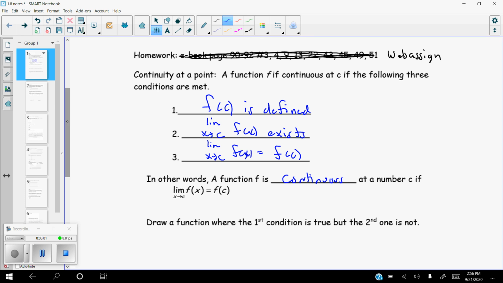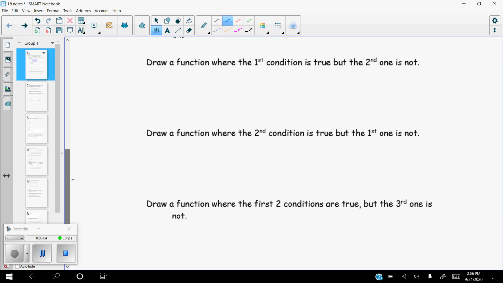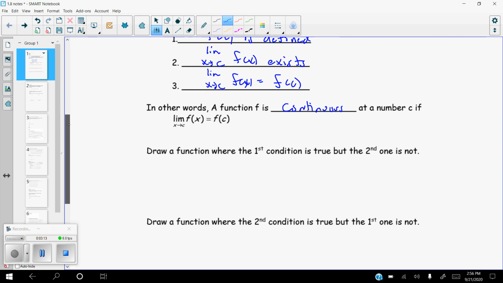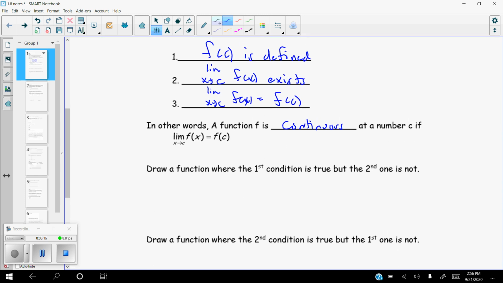All right, so normally I would have you do this in class, but since this is going through our lesson, we're going to draw a function where the first condition is true, but the second one is not, to show you how sometimes these things may not actually work. So let's draw one. Here's an xy axis. Let's draw something where the first condition is met, so f of c is defined, but the second one is not, so the limit doesn't exist. Let's put c on here somewhere. We'll call that c. Now, f of c has to exist, so there has to be a value there. So let's go ahead and put a point there.